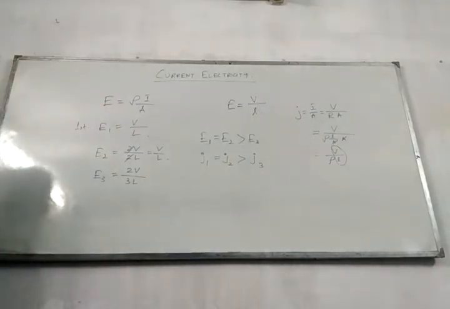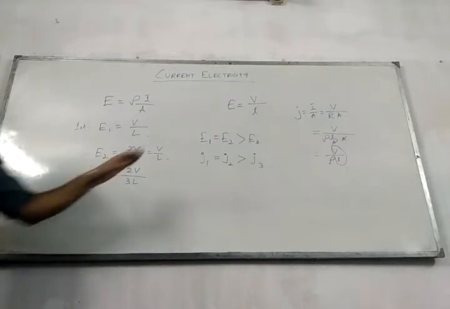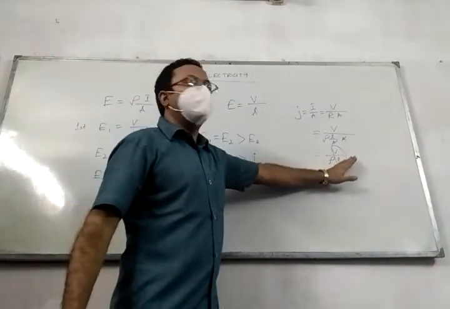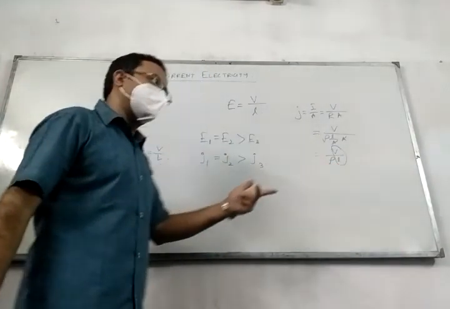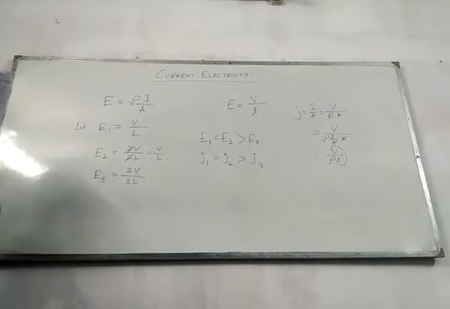ঠিক আছে? Is that clear? কেন দুটো সেম হলো বোঝা যাচ্ছে? কেন এখানে E by rho আসছে, রোটা সমান জন্য কনস্ট্যান্ট। That is clear.